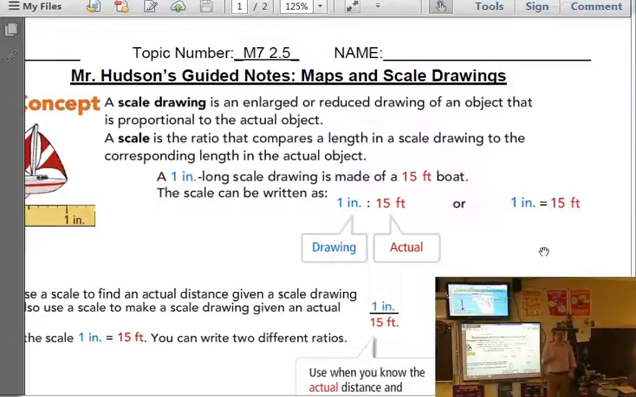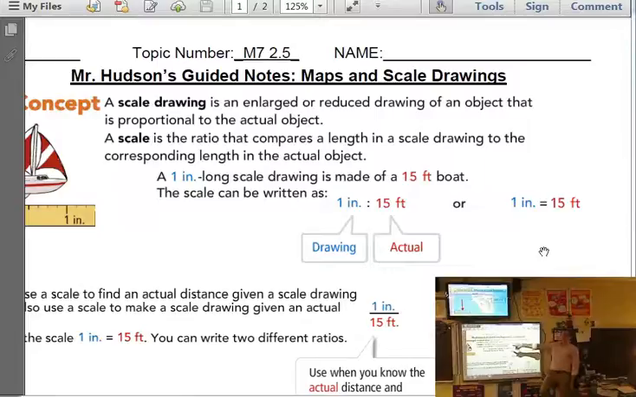Anytime you have something that represents something of another size, like cartoons or anime, when you read them on paper, that's a scale drawing, unless it absolutely doesn't look right. If you make the head really big and the body really small, you've goofed up your scale drawing. But if everything looks how it's supposed to, it's a scale drawing.